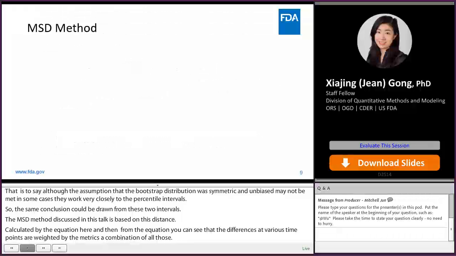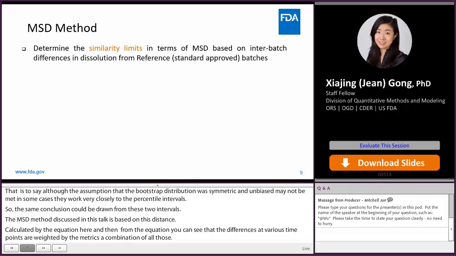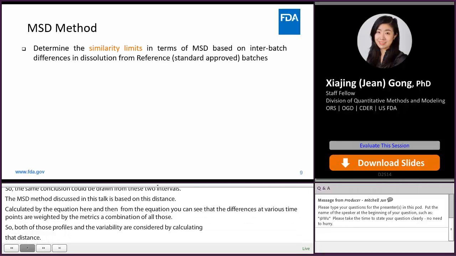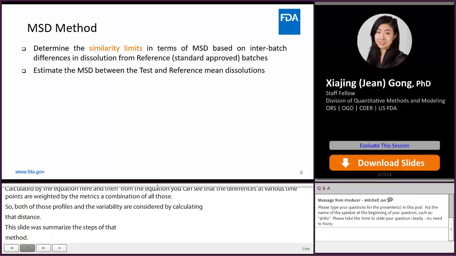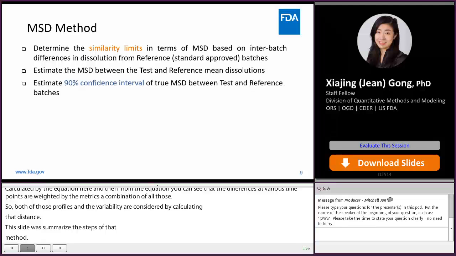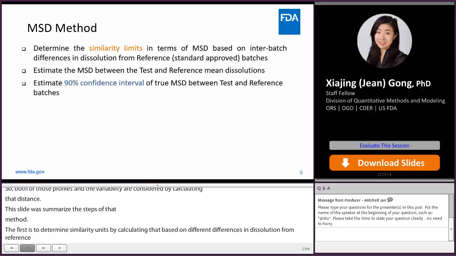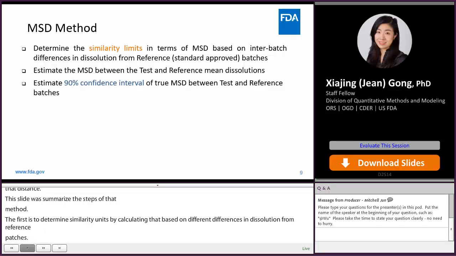This slide will summarize the steps of MSD method. The first step is to determine the similarity limits by calculating MSD based on interbatch differences in dissolution from reference batches. The next step is to estimate the MSD between the test and reference mean dissolution. And from there, 90% confidence interval of the true MSD between the test and reference batches can be estimated.